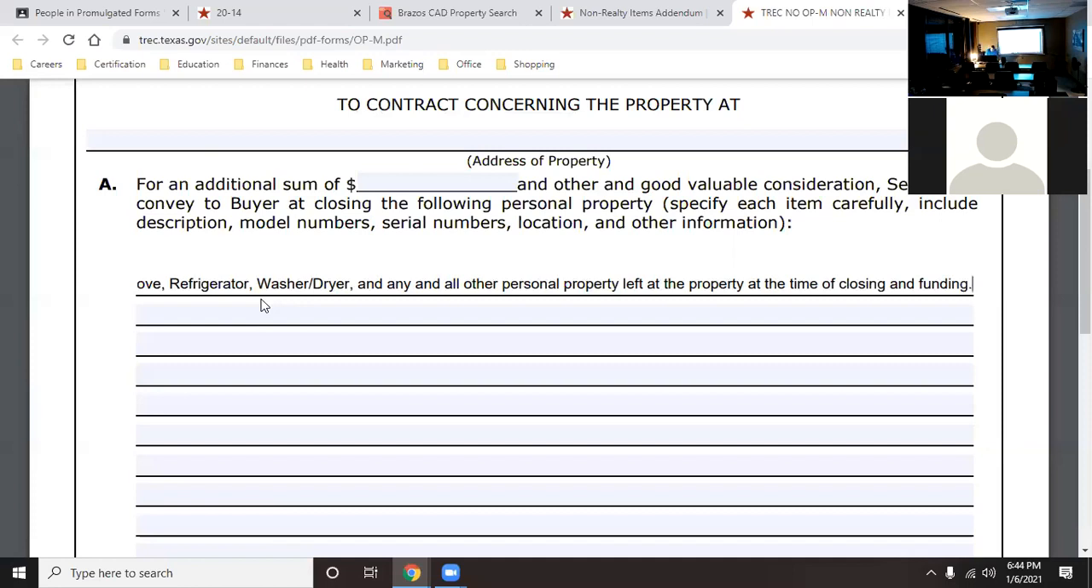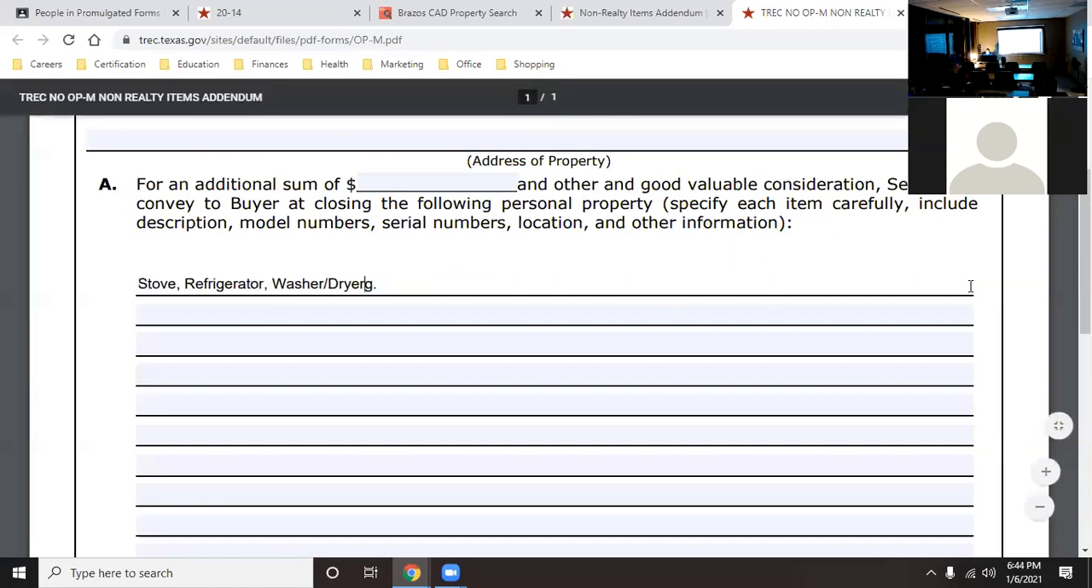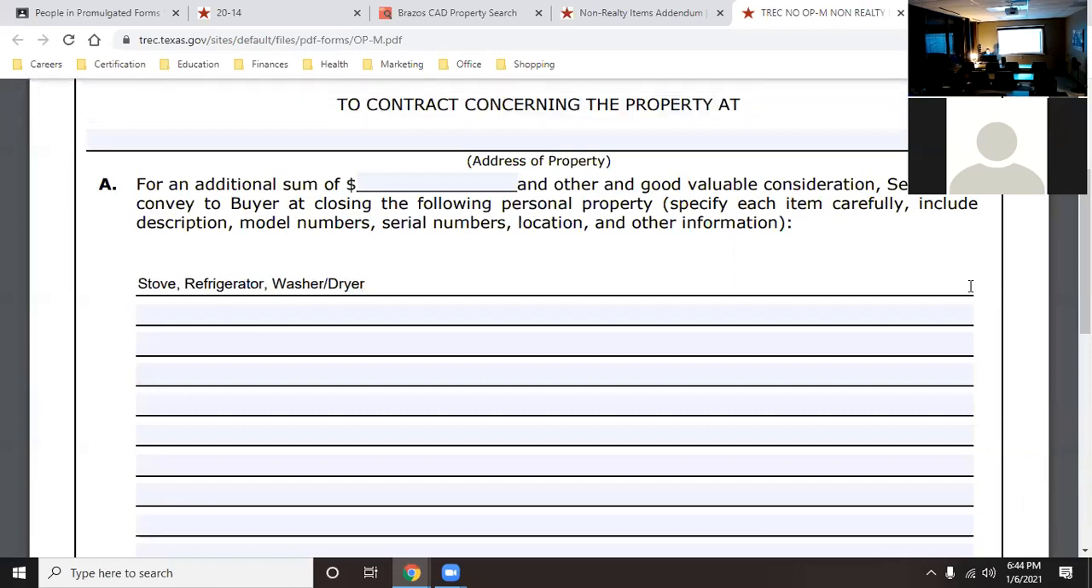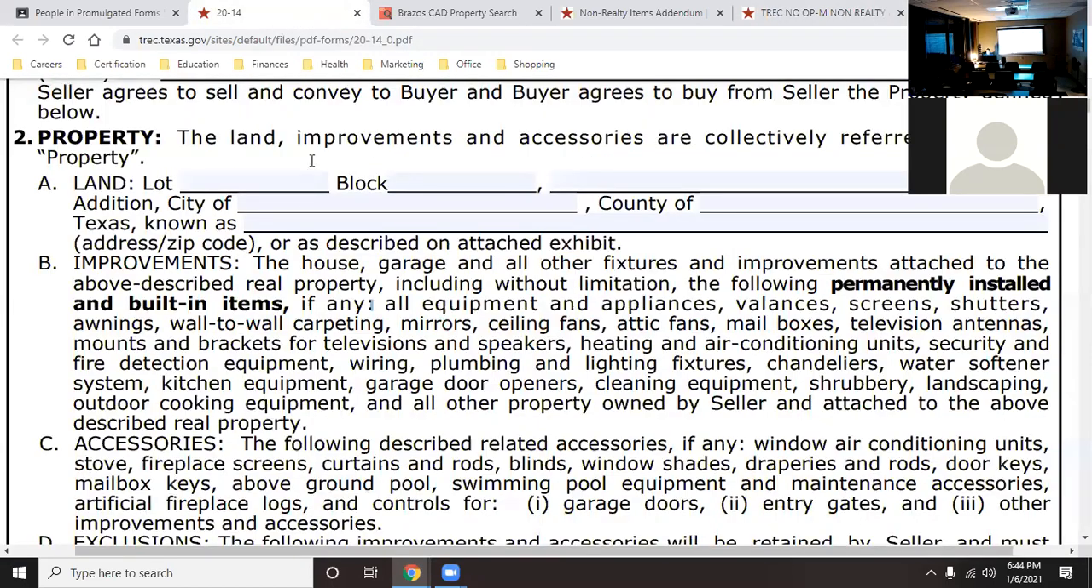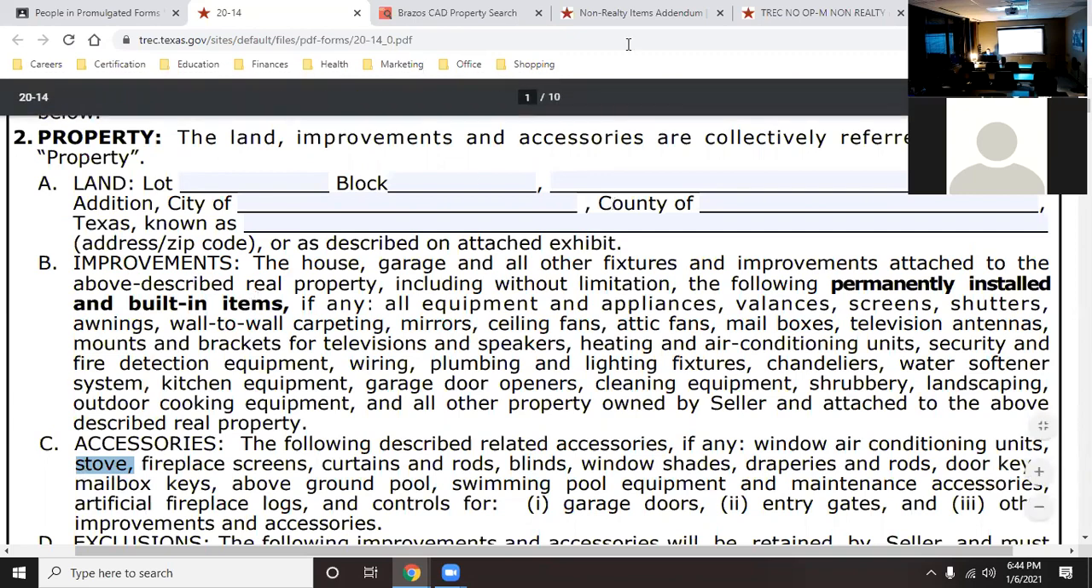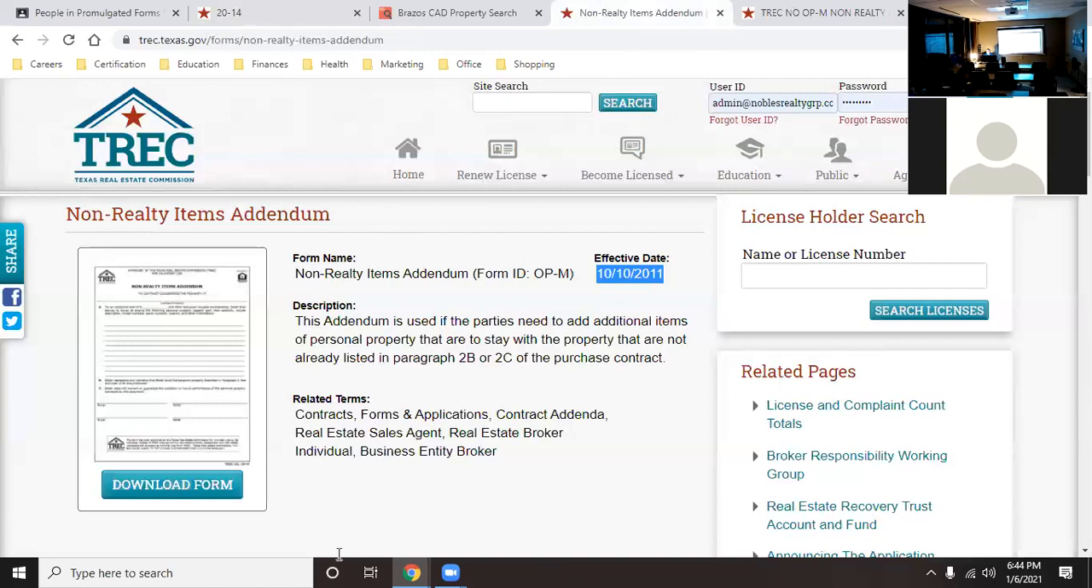But 99% of the time, at a bare minimum, you should include at least these items: stove, refrigerator, washer, and dryer. Now, a lot of people will come back and say, wait a minute, we've got a problem. The stove is already included under accessories here. Yes, it is. But I'm re-emphasizing the importance of why I want it. Now, do I have to do that? No. But I'm doing it because where is everybody going to jump to on personal property? To that form right there.